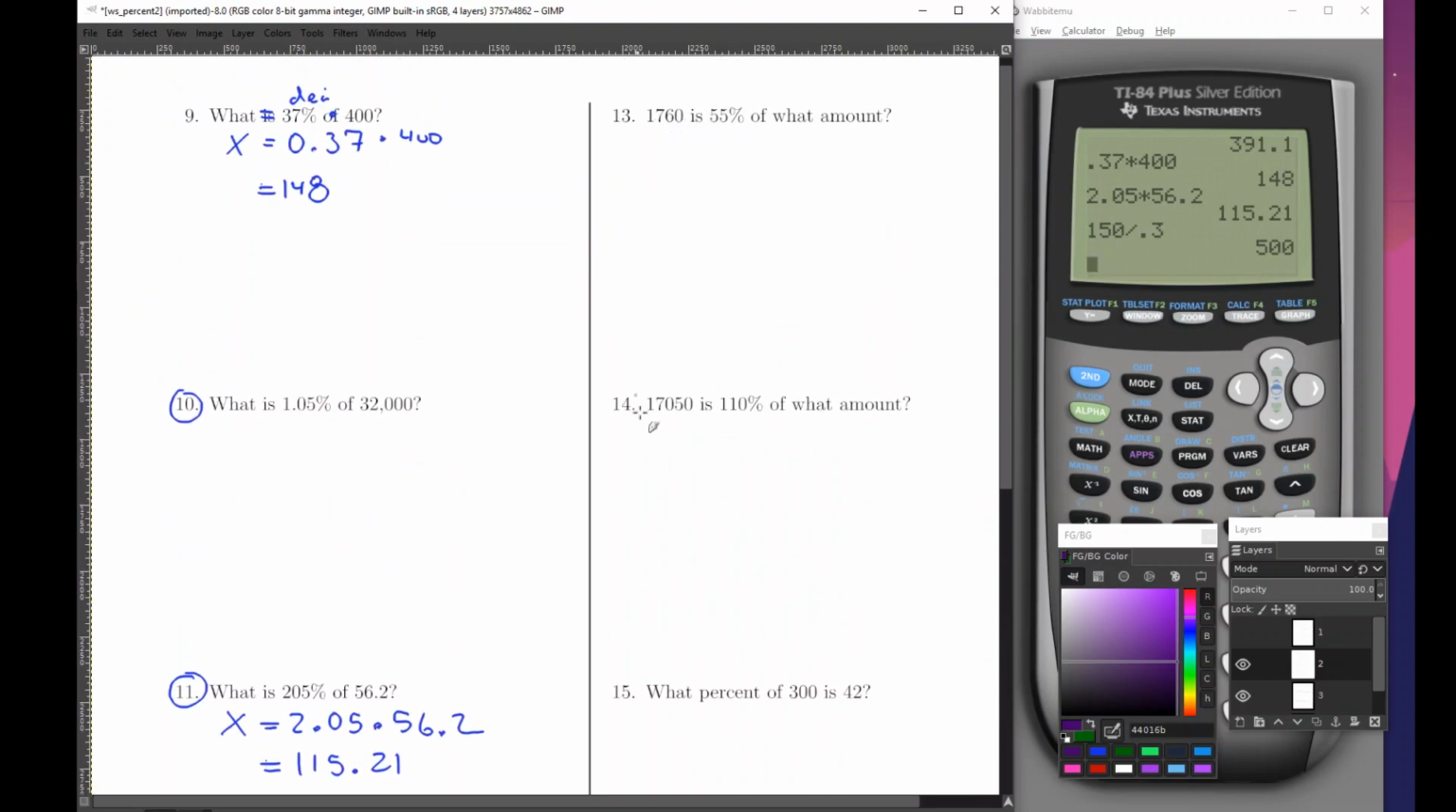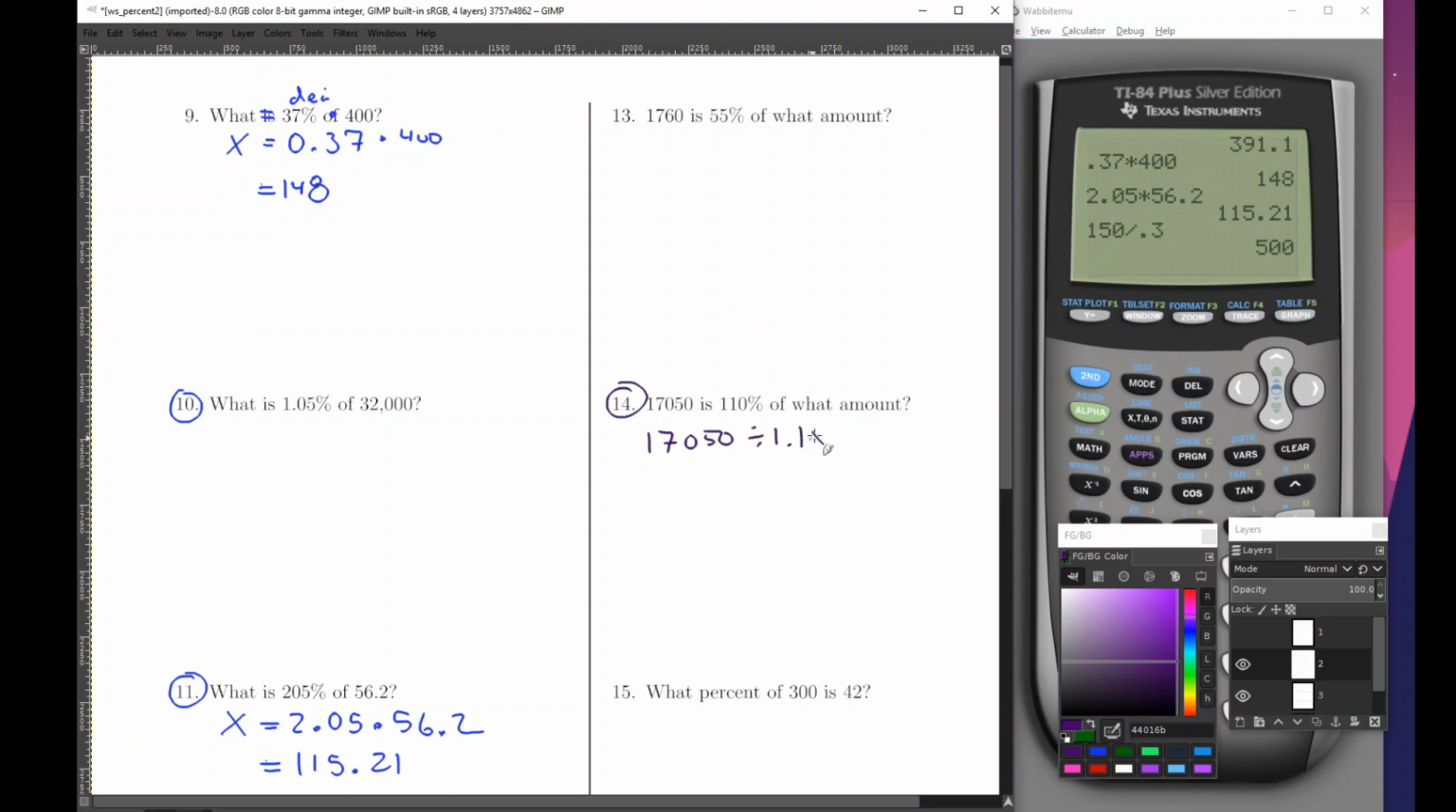I'll leave this next one, 13, to you, and I'm going to look at number 14. 17,050 is 110% of what amount? I'm going to take 17,050 and divide it by 1.1. This is bigger than 1. It's going to get smaller because this is larger than 1.